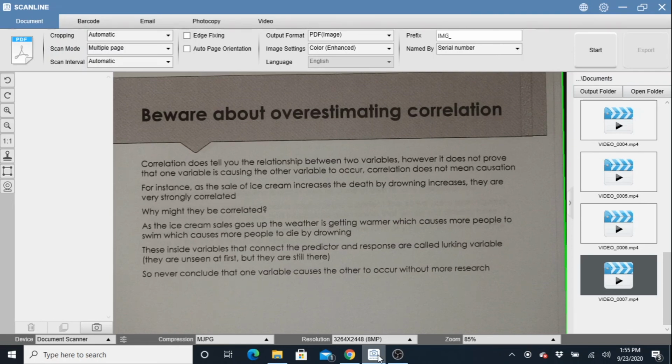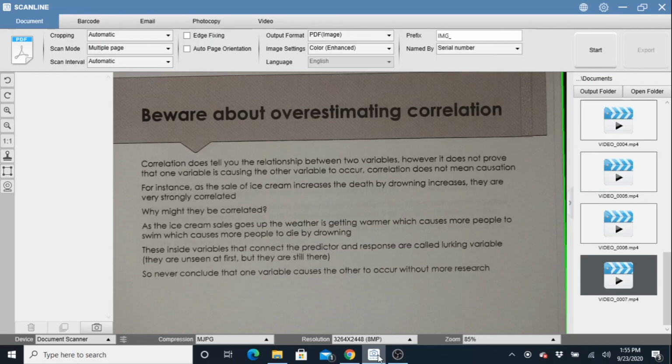Just because two variables have a very strong correlation does not mean that they are causing each other to occur. For instance, as the sale of ice cream increases, the death by drowning increases. They are very strongly correlated. And if you look it up, they are very close to forming a straight line, I'm pretty certain. But clearly, just because ice cream sales are increasing, it is not causing the death by drowning to increase.